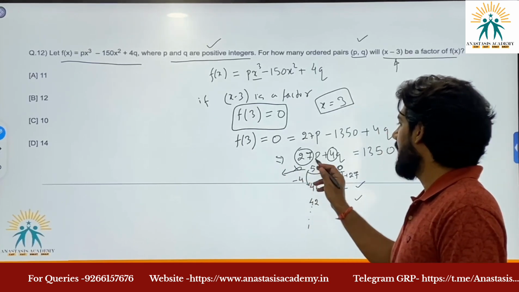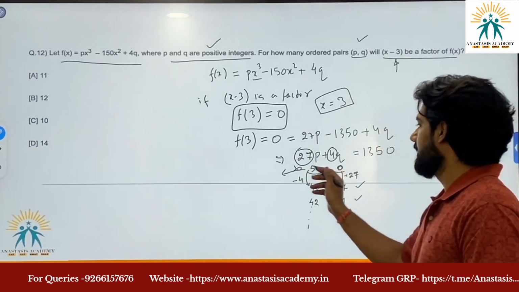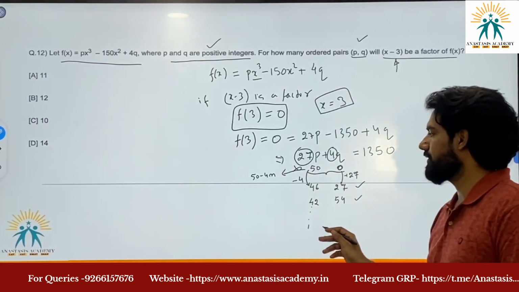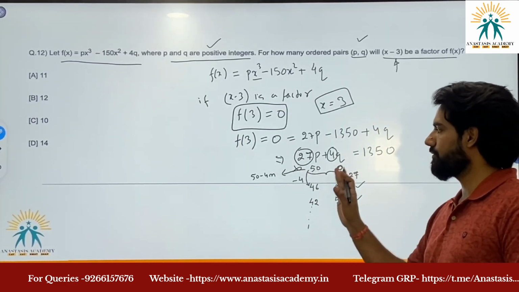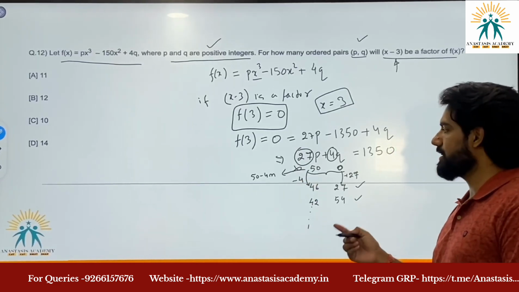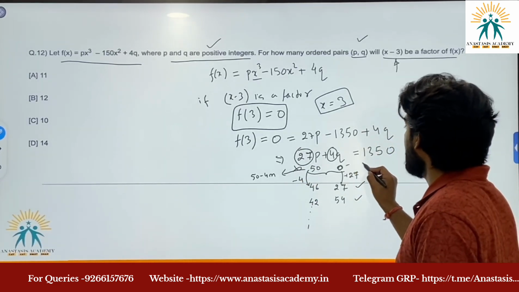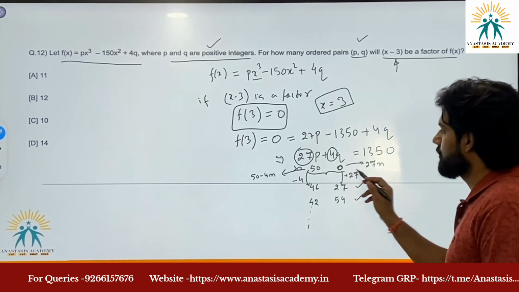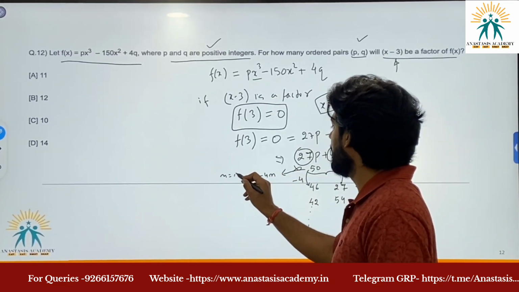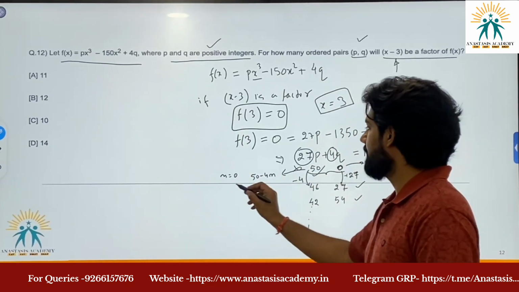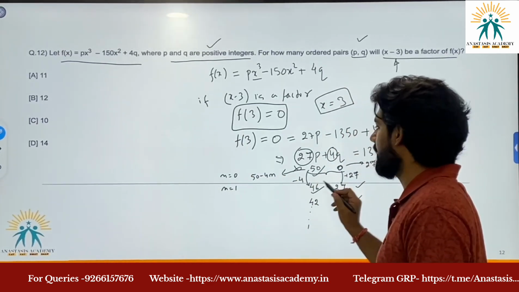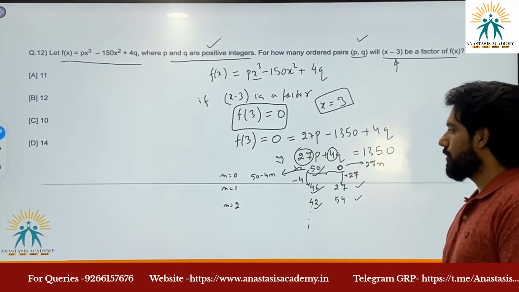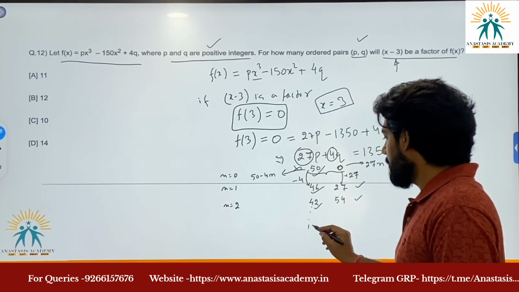So I can write the value of p as 50 − 4n, placing the value of n as 0, 1, 2, 3 and so on, and I can write the value of q as 27n. If I place n equal to 0, p becomes 50. If I place n equal to 1, it becomes 46. If I place n equal to 2, it becomes 42. So I have to keep this value positive.